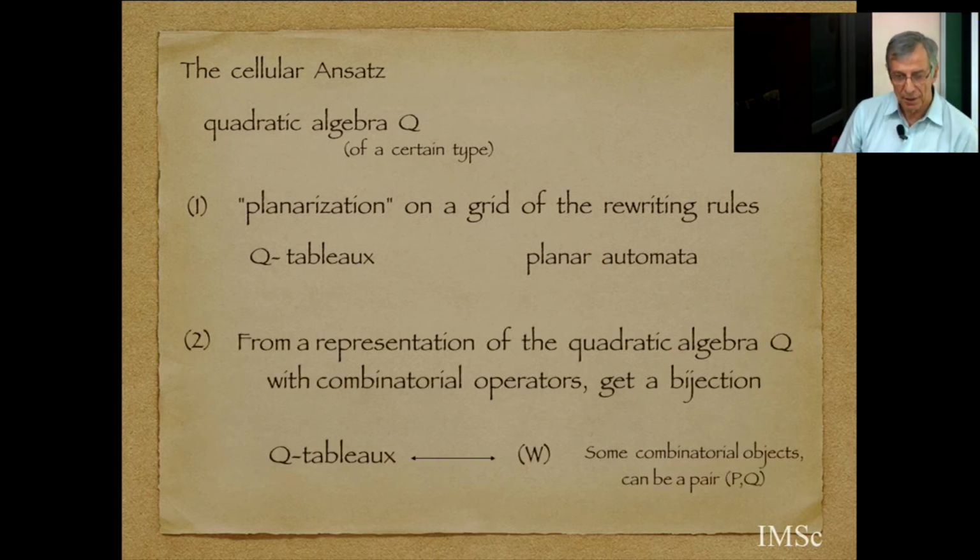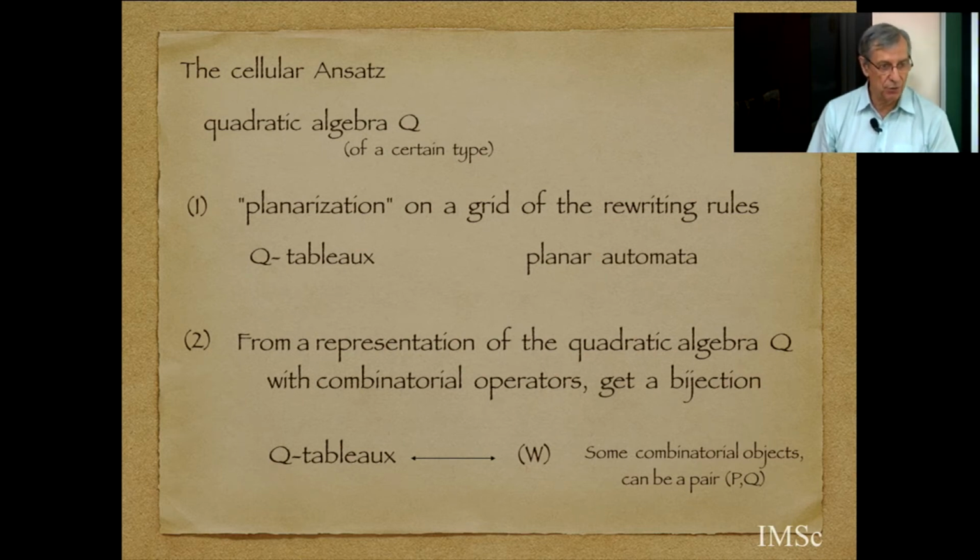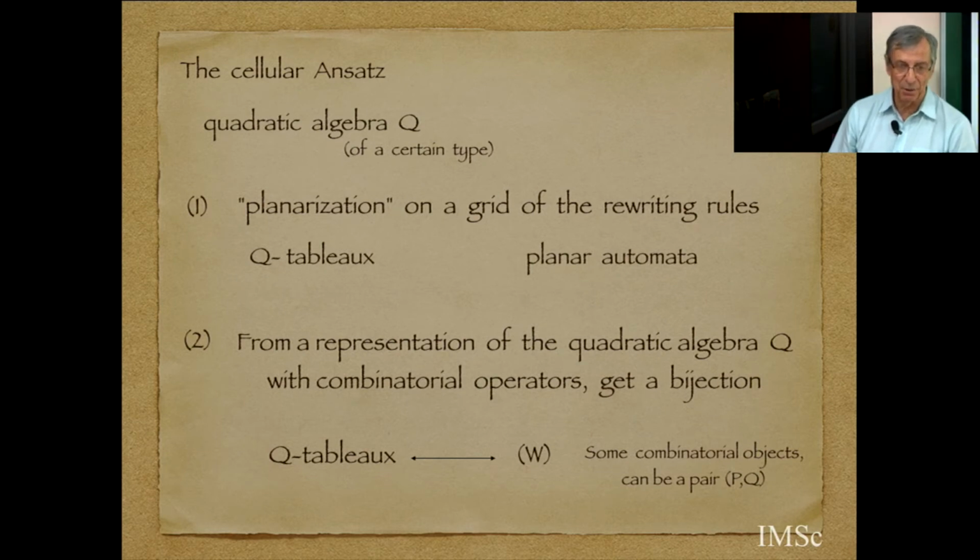Then the second step is to find a combinatorial representation of your algebra with operators acting on some finite object. And from this representation, we get a bijection from Q tableau to something. And the main example is the RSK. The Robinson-Schensted correspondence can be obtained this way.